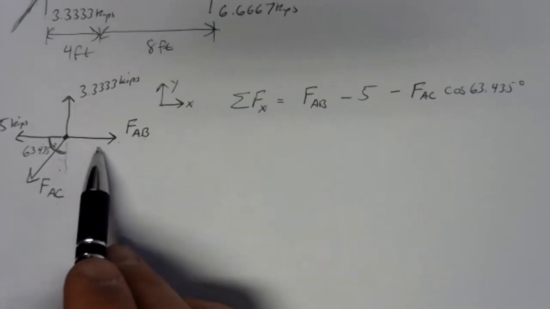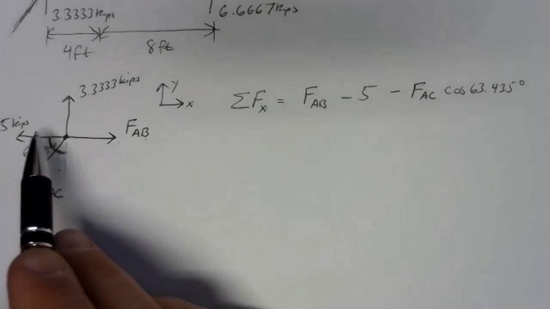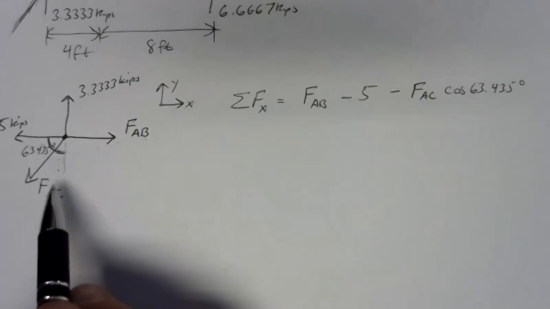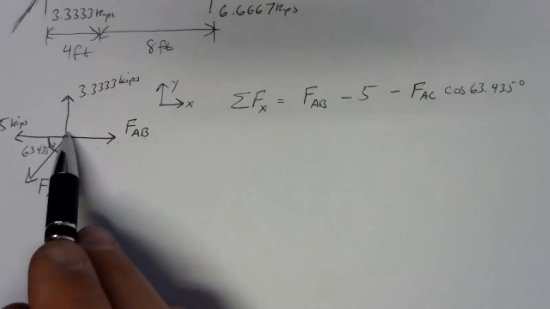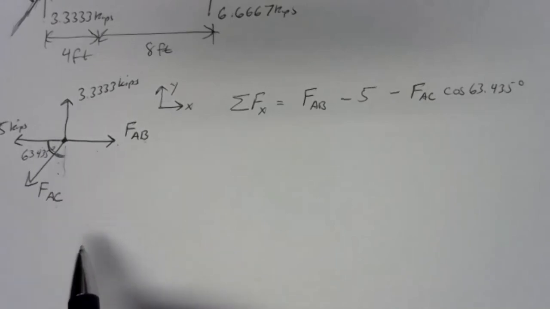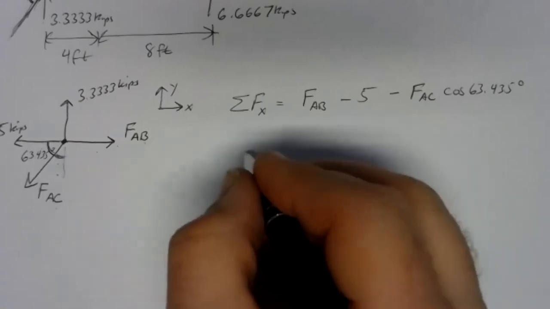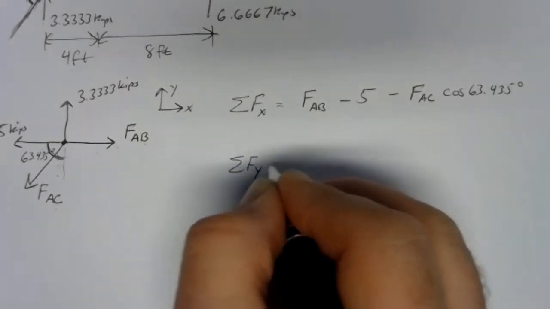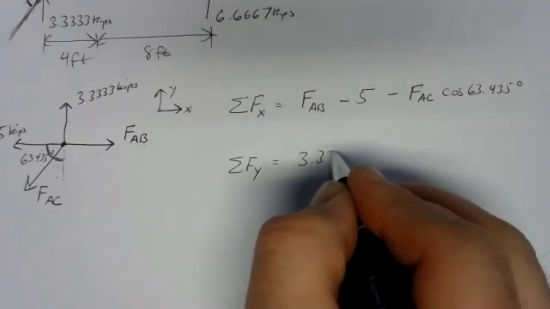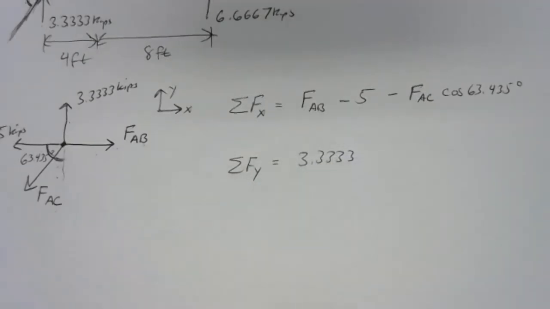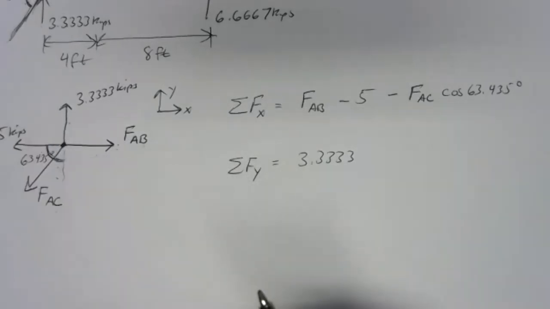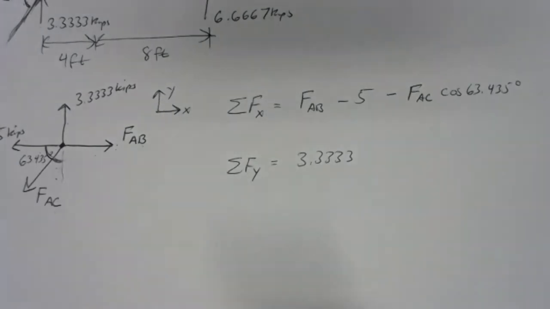We have all of FAB. We have all of this 5 kips to the left. And then we have the horizontal piece or the adjacent piece of FAC. So FAC cosine 63.435. In the y direction, we have all of this 3.333, 3 kips force up, so that's positive. We get nothing from FAB or the 5 kips because those are both horizontal, all x, no y.